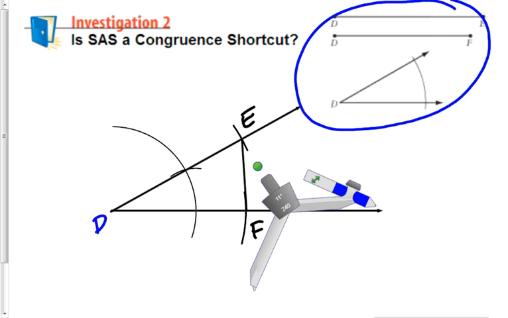Therefore, we conclude that having two sets of congruent sides and the included congruent angle is enough information to conclude that two triangles are congruent.